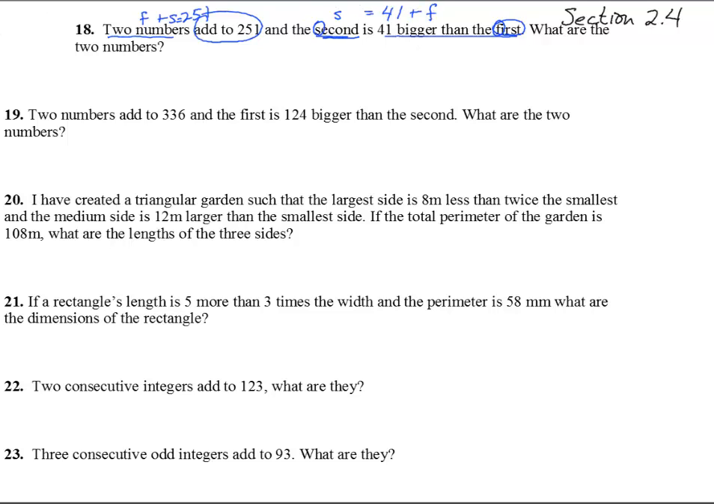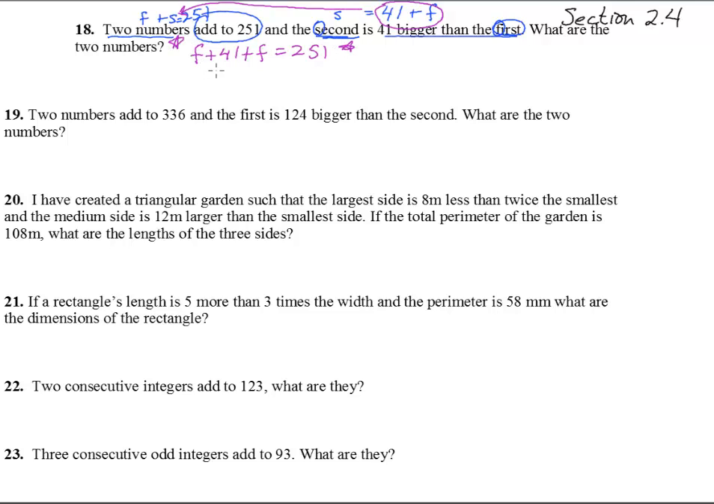Now, this is where we can do our cute little substitution thing. We don't know what F and S are here, but we do know that S is 41 plus F, and we can stick it right over in there. So we have F plus S, which is 41 plus F, equals 251. That's our substitution. We translated and then substituted, and that gave us an equation. Look at this. We're now in math happy land.